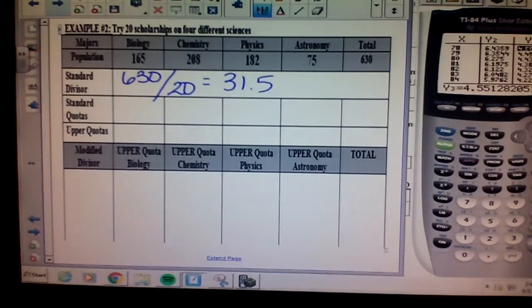31.5. So 31.5 people per scholarship. Okay. So I have 630 people within these 4 majors, and I'm giving out 20 scholarships. So for every 31.5 people, we're giving away 1 scholarship.